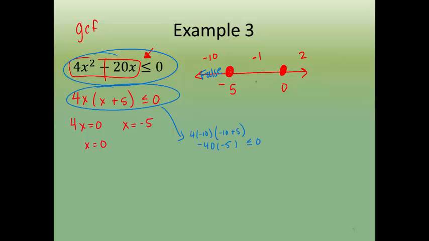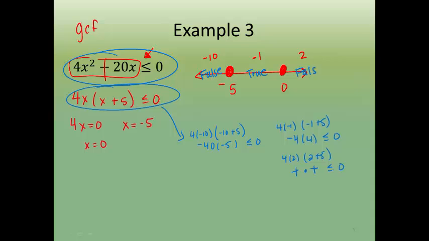In the next one, I'm going to test a -1. So 4 times -1 and a -1 plus 5. That makes a negative times a positive. That one is going to be less than 0. So this is true in between. And on the far side, when I test a 2, I have 4 times 2 and then 2 plus 5, which makes a positive times a positive, and that is not going to be less than 0.